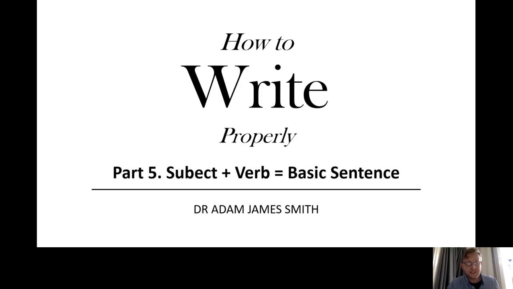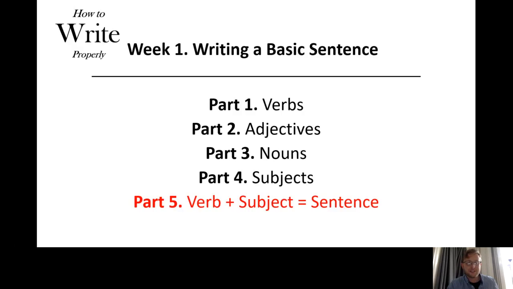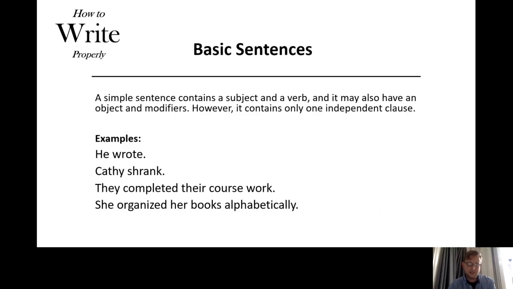And the subject today is, appropriately, subject plus verb equals basic sentence. All this week, we've been working through the different aspects of a basic sentence. In day 1, Monday, we talked about verbs, which are doing words. We talked about adjectives, which are describing words. We talked about nouns on Wednesday, which are naming words. Yesterday, we talked about a slightly more abstract idea of subject, the thing that your sentence is about. And today we're going to be putting verbs and subjects together to create a basic sentence.